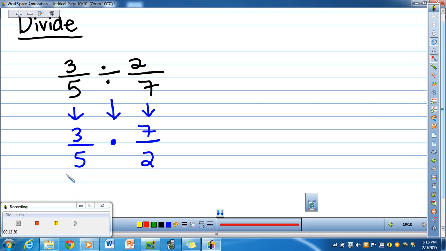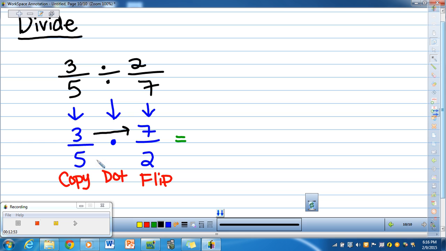When I taught middle school, I used to teach my students this method: copy, dot, flip. Copy the first fraction, keep it the same, dot, change to multiply, and flip the second fraction. Then it turns into a multiplication of fractions problem, so we multiply across the top and we multiply across the bottom.